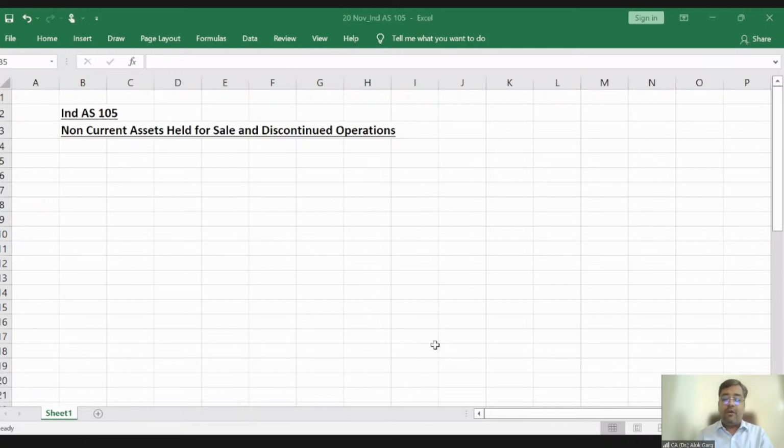First of all, what is NCA HFS? I request each one of you, please make a note of it. Friends, what is the objective of property, plant and equipment? The objective of property, plant and equipment is long-term purposes, right? The entity wants to avail the future economic benefit for the long term, not for the short term. And you must have read the definition of PPE.